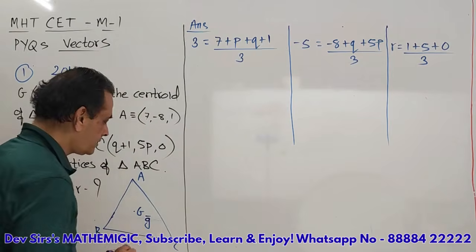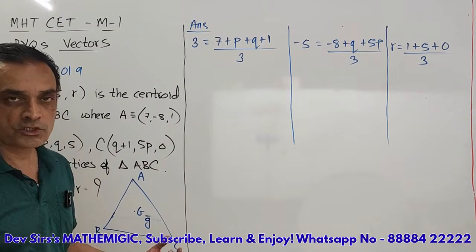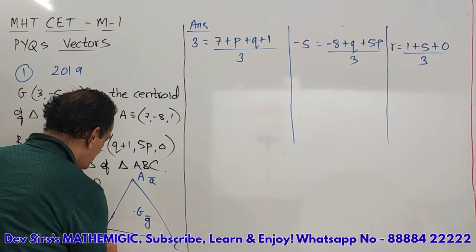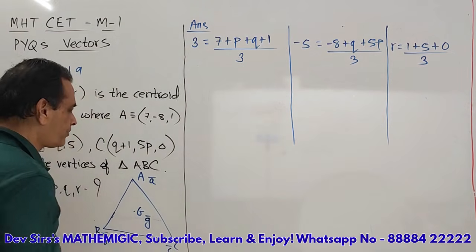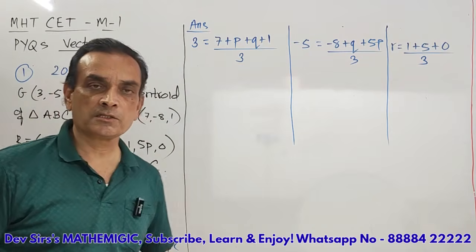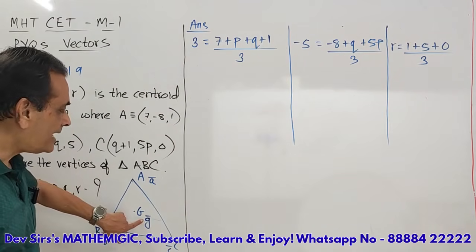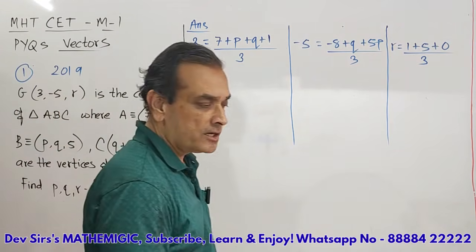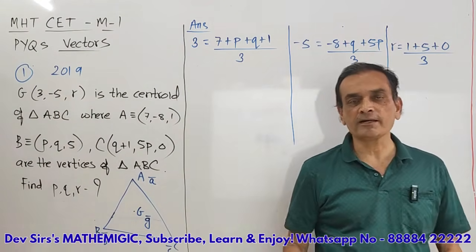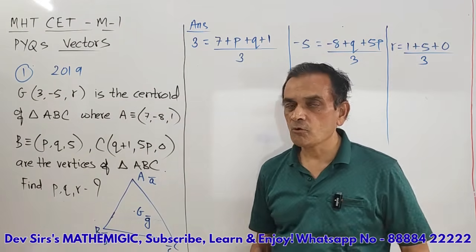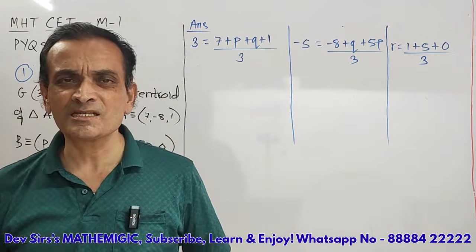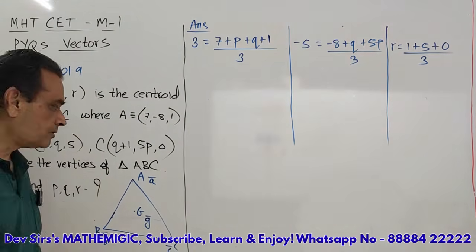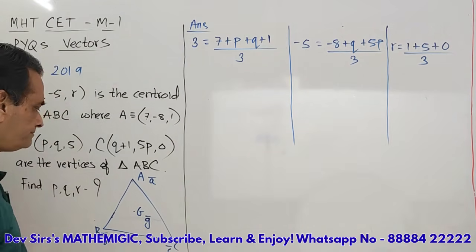In terms of vectors, we call this G bar, the position vector of point G, and these A bar, B bar, C bar. The formula was G bar is equal to A bar plus B bar plus C bar upon 3, and we used to write the answer in vector form. But now we will use a much faster, simpler method. Let us recall the 10th standard method.